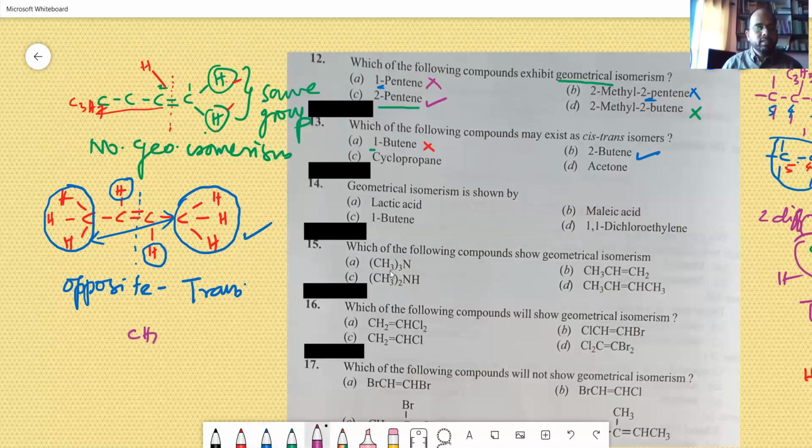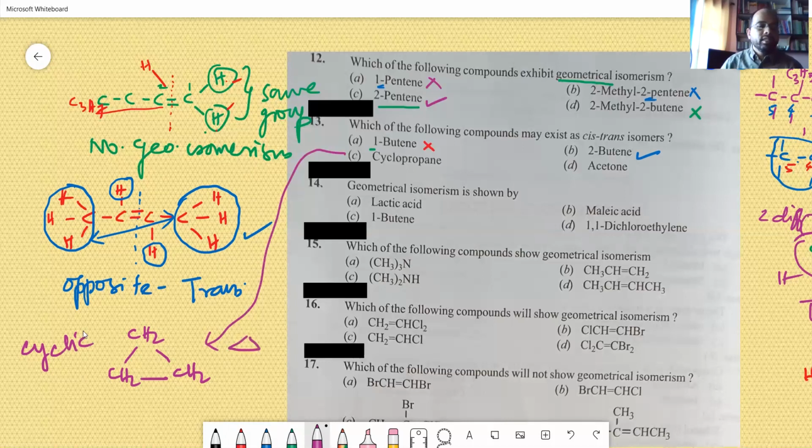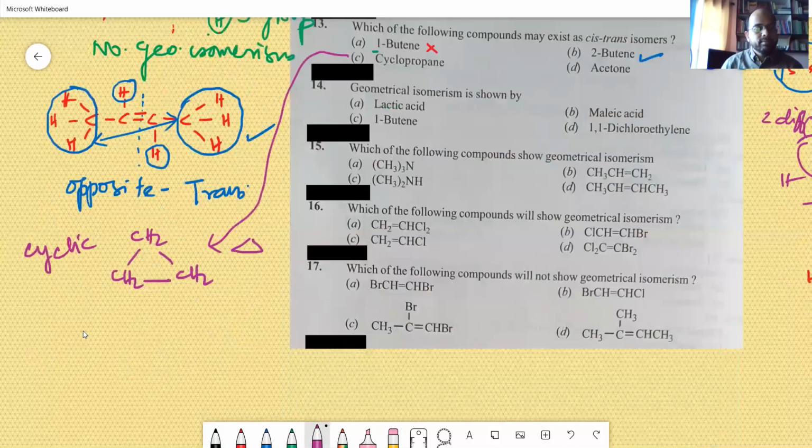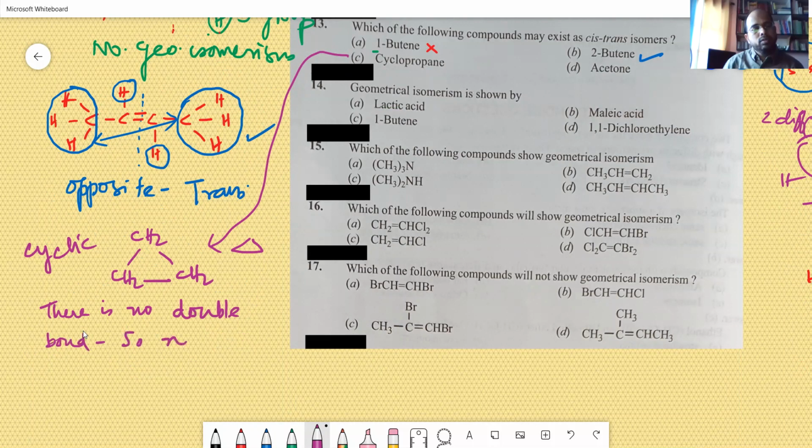The next molecule is cyclopropane. Cyclopropane means it is CH2, CH2, CH2. It's a cyclic form. You can even write it just like this, so it becomes a cyclopropane when you write like this. And obviously, there is no double bond here. So, no geometrical isomerism.